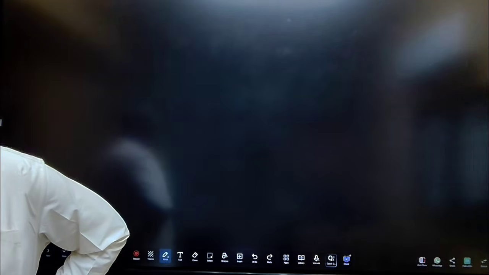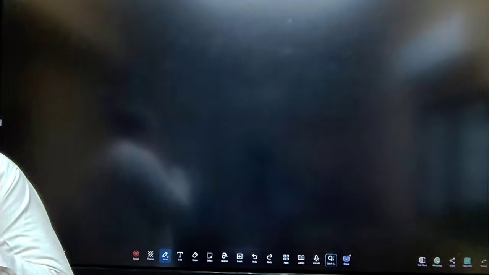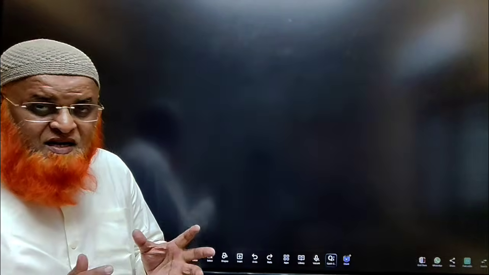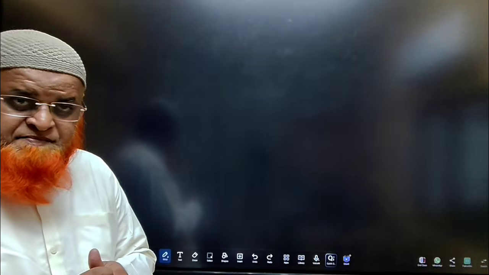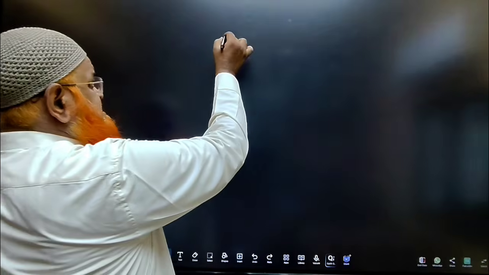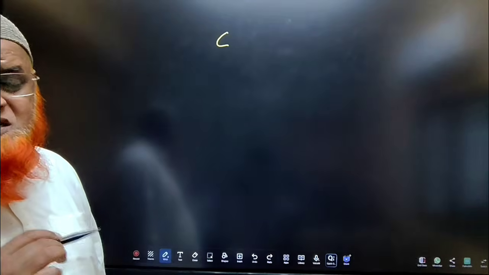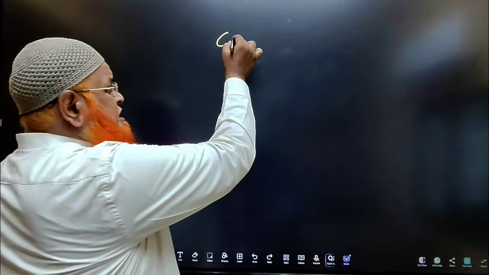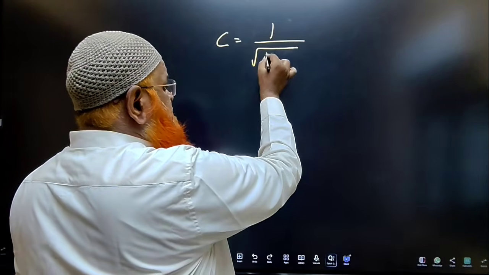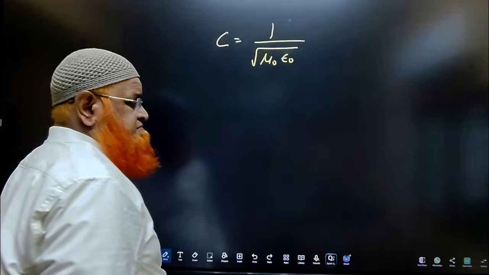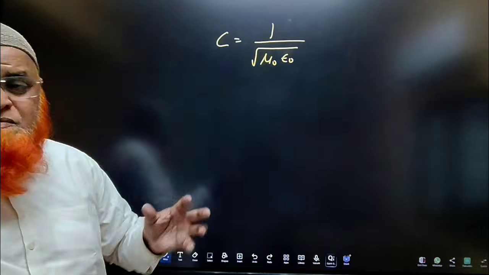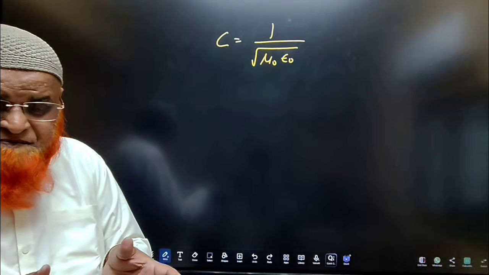What is the next topic we have discussed? In electromagnetic waves especially. Let us see here now. The first thing is, you have to write the formula for velocity of light. You all know velocity of light in vacuum is given by letter C. And that C is going to be 1 by square root of mu naught epsilon naught. You know, mu naught is nothing but permeability of free space.